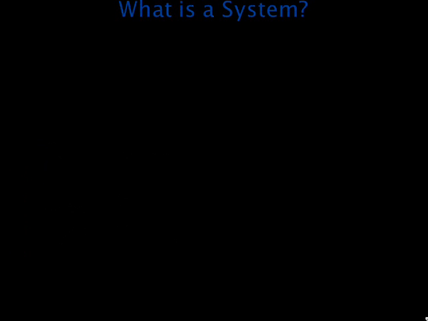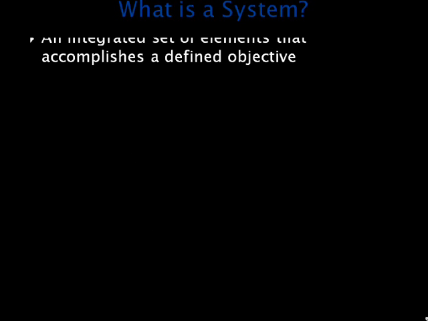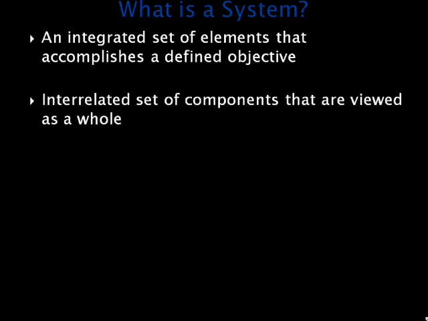What is a system? A system can be broadly defined as an integrated set of elements that accomplishes a defined objective. It may also be defined as an interrelated set of components that are viewed as a whole. The components work together to perform a function or to achieve an objective.